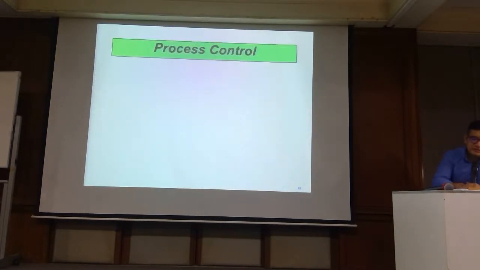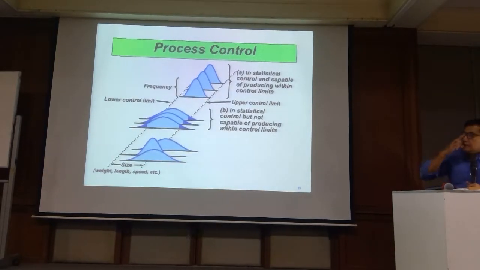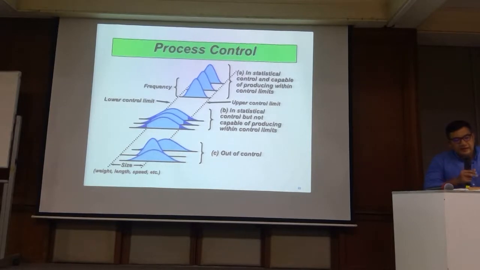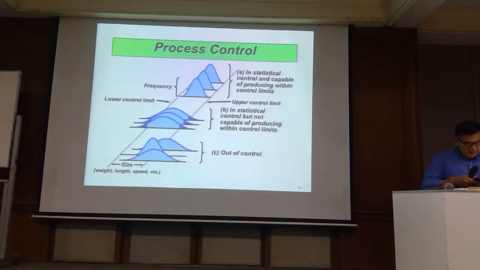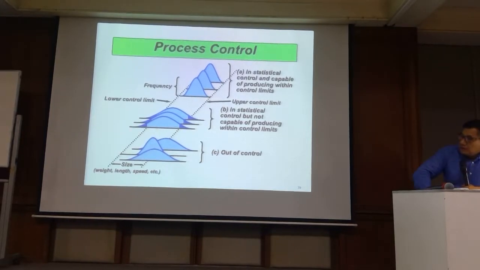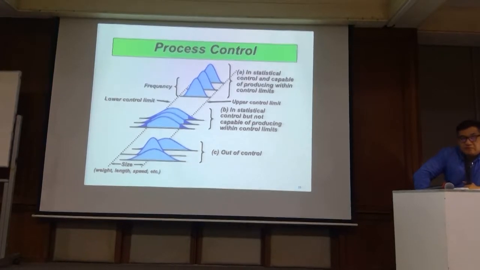So this is the conclusion here. If you look at this picture, you can see we have 3 pictures, A, B, and C. Picture C is definitely out of control, because the output is outside the control limit, and the distribution isn't the same.